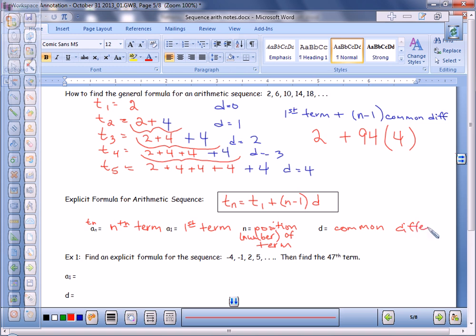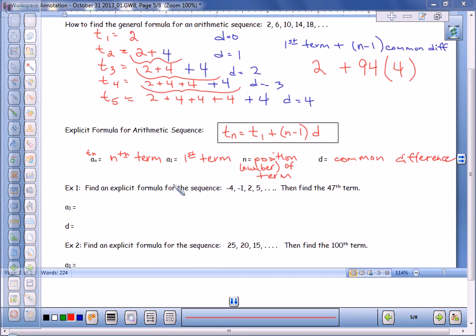Find an explicit formula to represent this sequence. So first of all, is it arithmetic? That's what we always have to check first. Plus 3, plus 3, plus 3. Yes, it is. So my first term is -4. My common difference is 3. My equation is this. To find any term, I do the first term plus n minus 1 times the common difference.